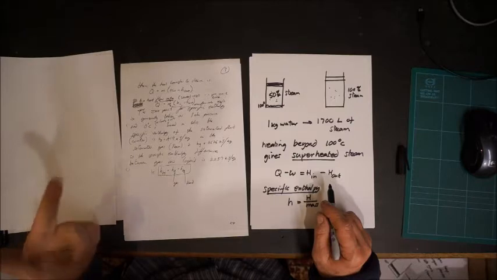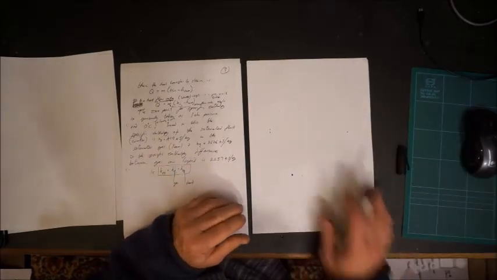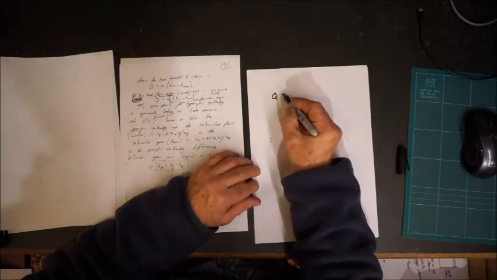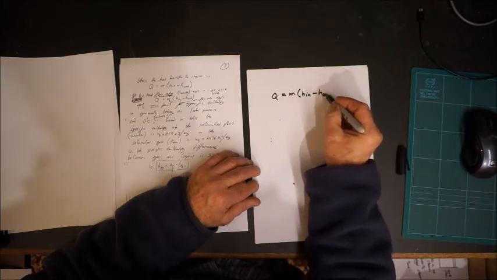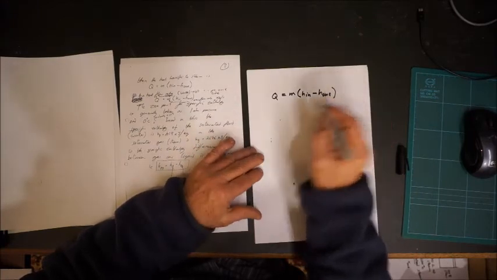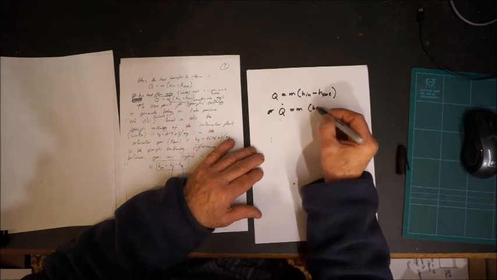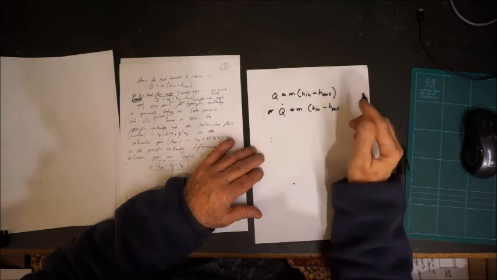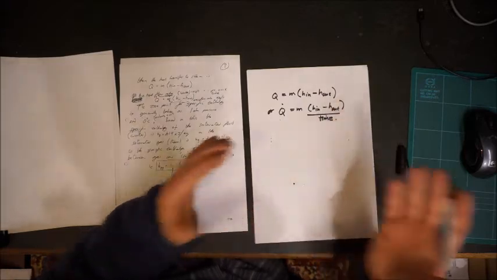Now, when we transfer heat to steam, we've always got to think we've got a change in volume. So these are enthalpies. When we're using specific enthalpies, we can happily write that the energy is going to be equal to the mass times the enthalpy in minus the enthalpy out. Or, in other words, the heat flow is going to be equal to the mass times specific enthalpy in, minus specific enthalpy out, per second. I've written time, but it would typically be per second.